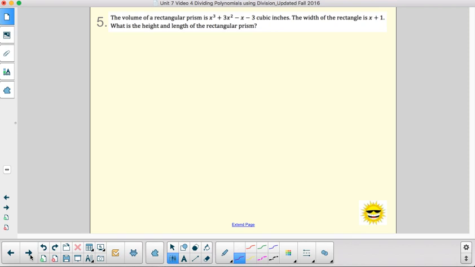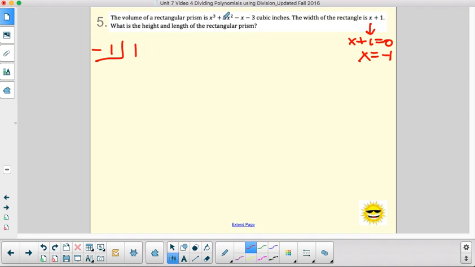The volume of a rectangular prism is x cubed plus 3x squared minus x minus 3 cubic inches. The width of the rectangle is x plus 1. What is the height and length of the rectangular prism? This is very similar to our starting out problem for today. So it's basically saying x plus 1 is a factor of this volume equation, so we need to set it equal to 0 and synthetically divide out our factor of x plus 1.